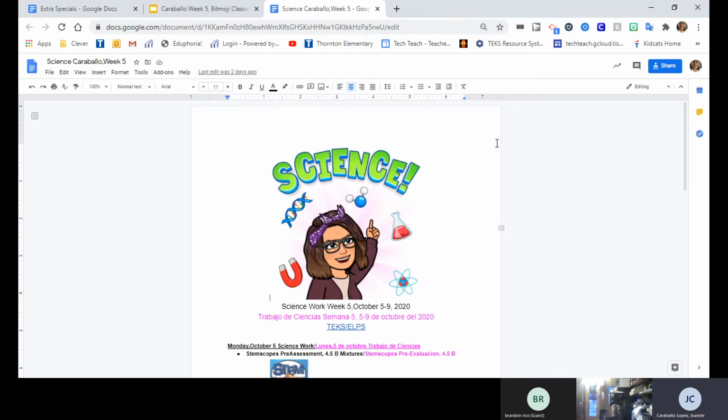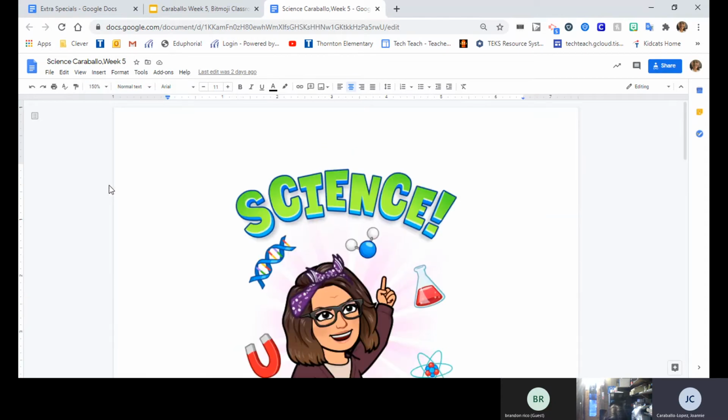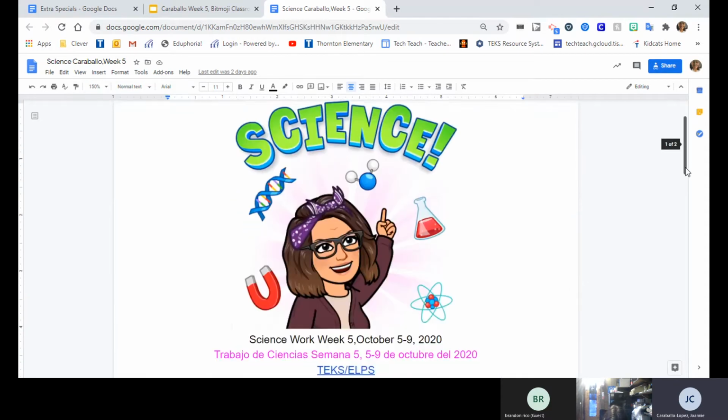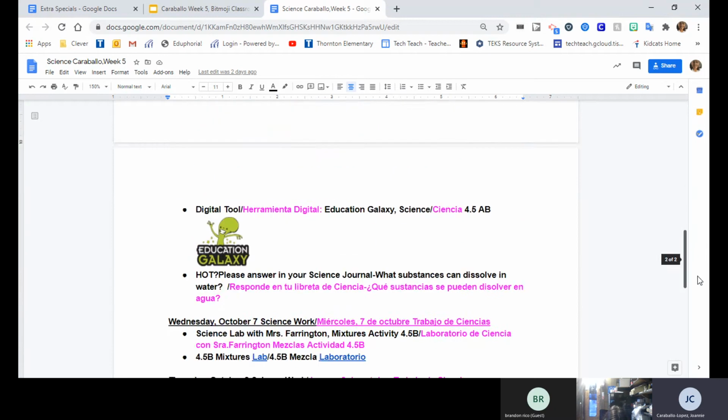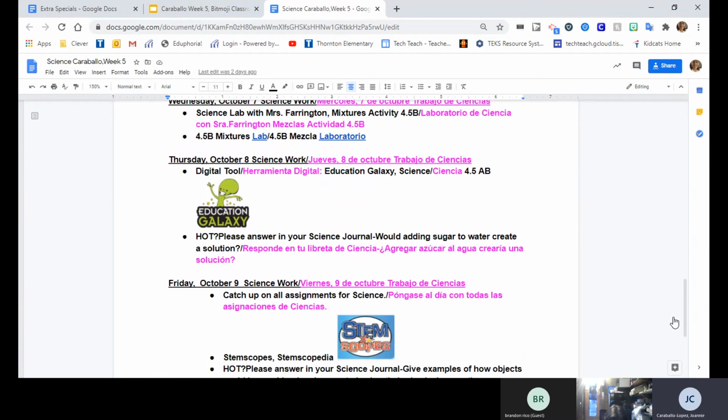All right, on the science agenda for today, I'm going to make this bigger so you can see what I'm seeing, and then I'm going to freeze the screen right here. Today is Thursday. So you'll be working on completing Education Galaxy, and you'll work on your journal and any other assignment that you did not complete on STEMscope. If you are an online student and there are still things that you need to complete for math, please do so. I'll be uploading the videos.